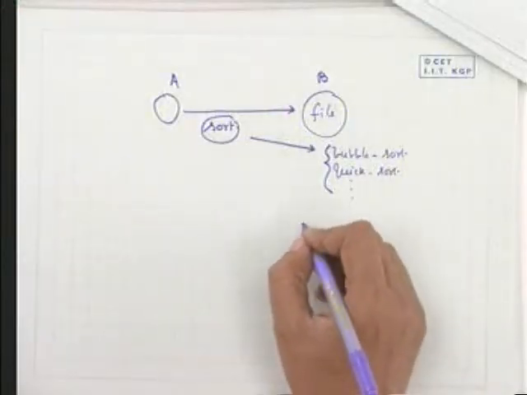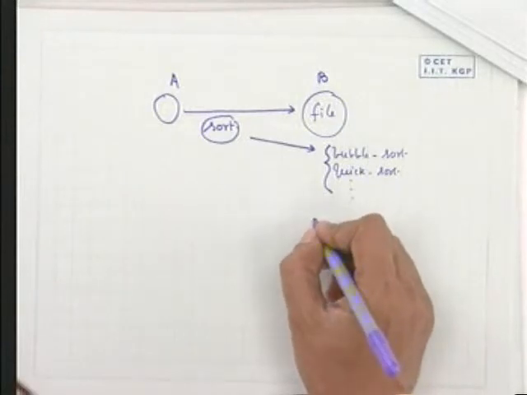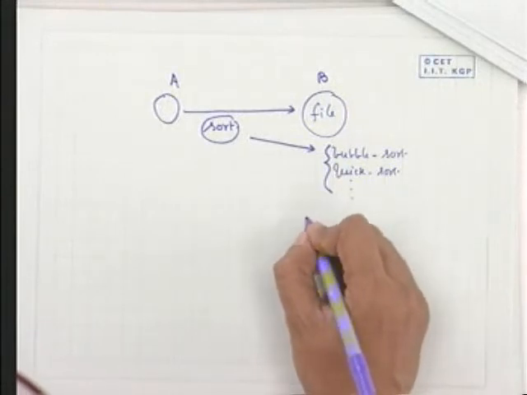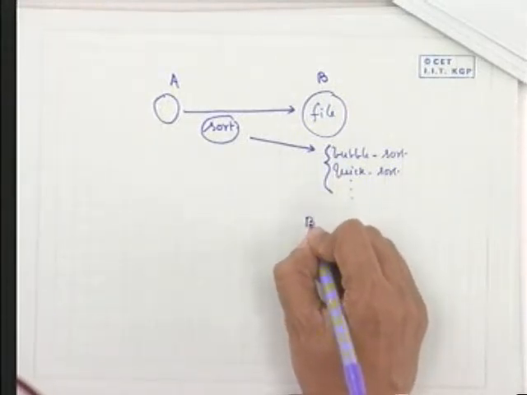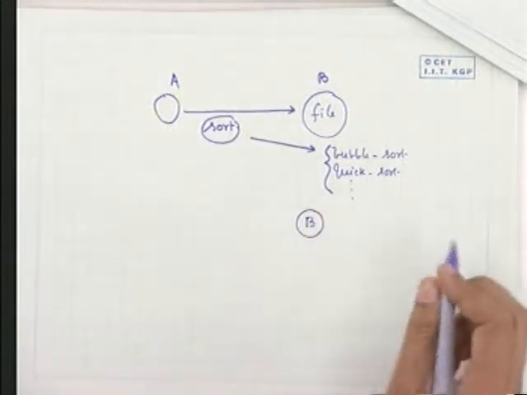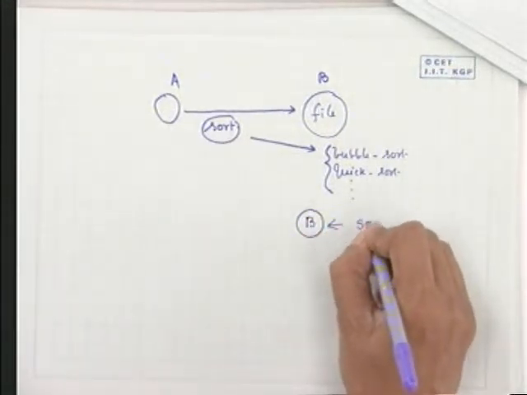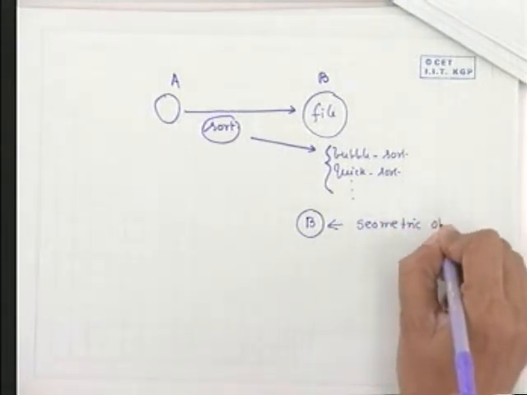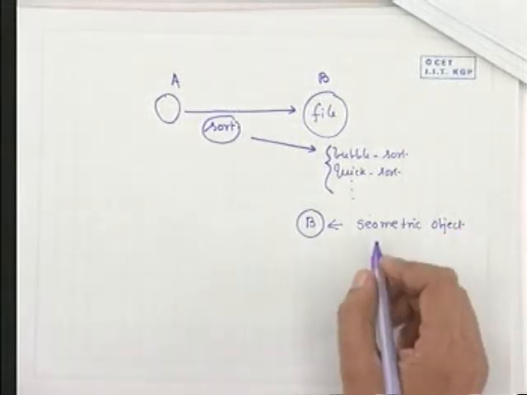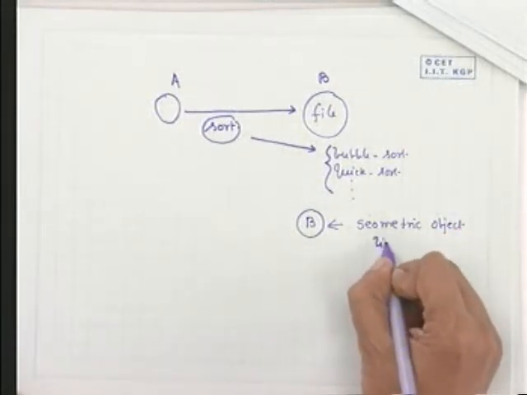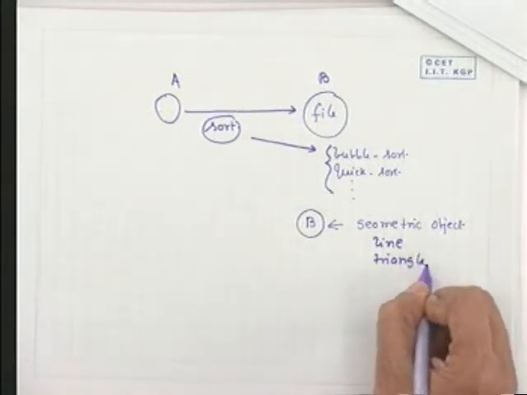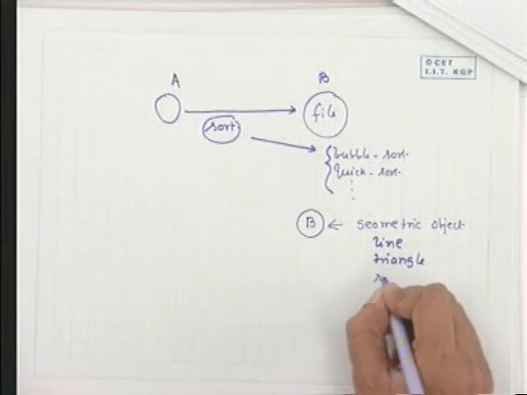Again, another example would be, suppose we have the class, so let's take the class of geometric objects, which may include a line, a triangle, say a rectangle, and so on.